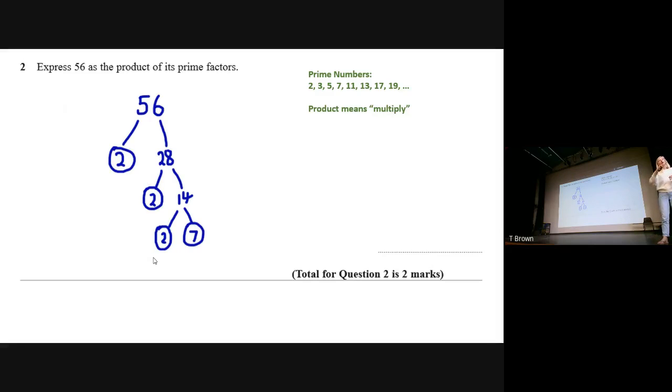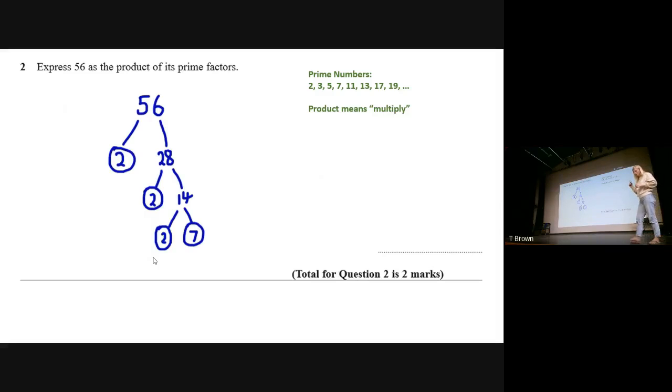When you get to a prime number, you circle it, and if the number isn't prime, you carry on. So 2 is a prime number, we circled it. 28 isn't. It's 2 times 14. 2 is prime, so circle it. 14 isn't, and that splits to be 2 and 7. You might have done 7 times 8, circle the 7. 8 is 4 times 2, circle the 2. 4 is 2 times 2, but you'll get the same answer. You'll still get 2, a 2, a 2, a 7.